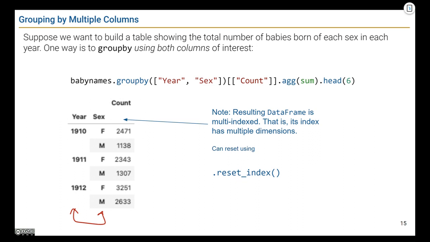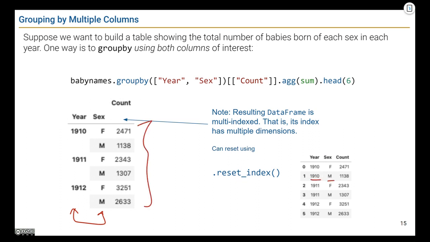If you want to flatten it back to a normal data frame, you can do .reset_index and it'll keep all of the same information. It's just going to reset it so that your index is back to these integer values, which sometimes is easier to work with.